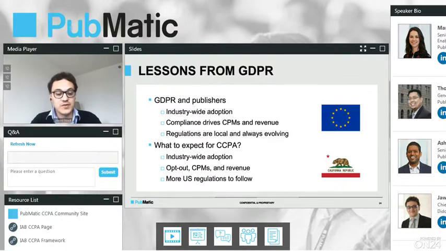And then what we have also seen in Europe is that regulations, even when they are adopted at a high level, end up being local and always evolving. In Europe in particular, while the GDPR is a European regulation, we do see local enforcement and local recommendations issued by local data protection authorities. And we do see a fragmented environment where big publishers have to be in compliance with every single country that they operate in.